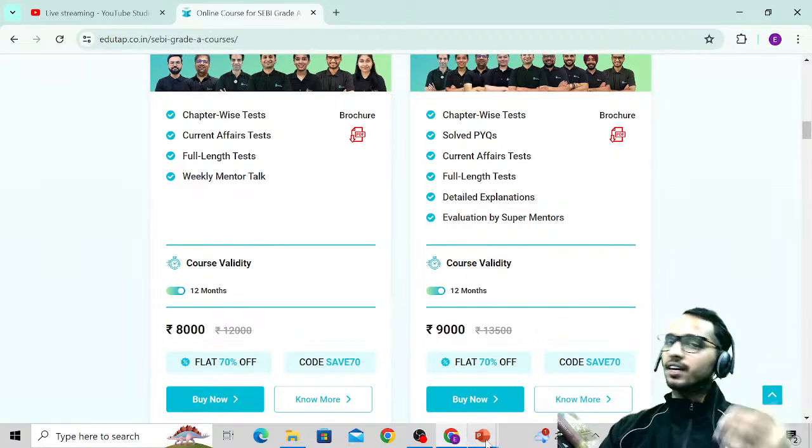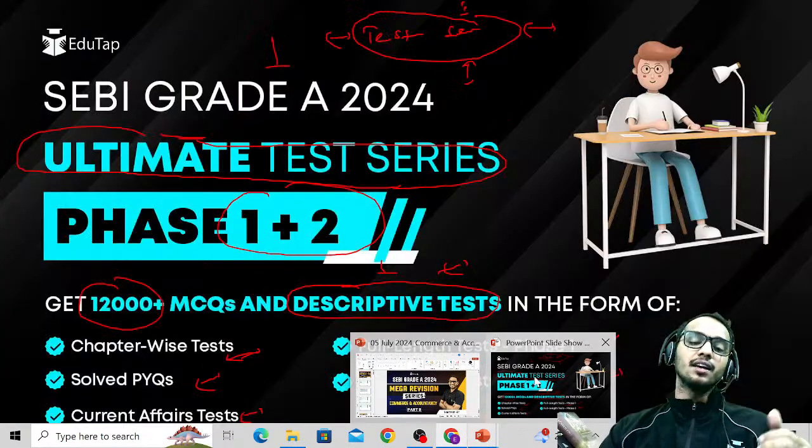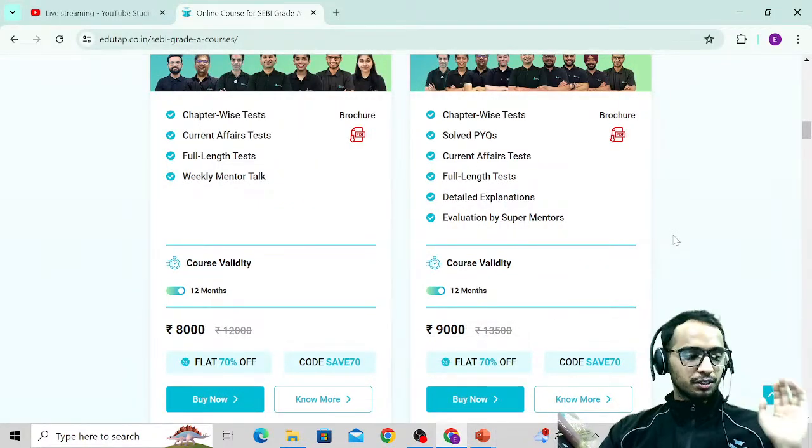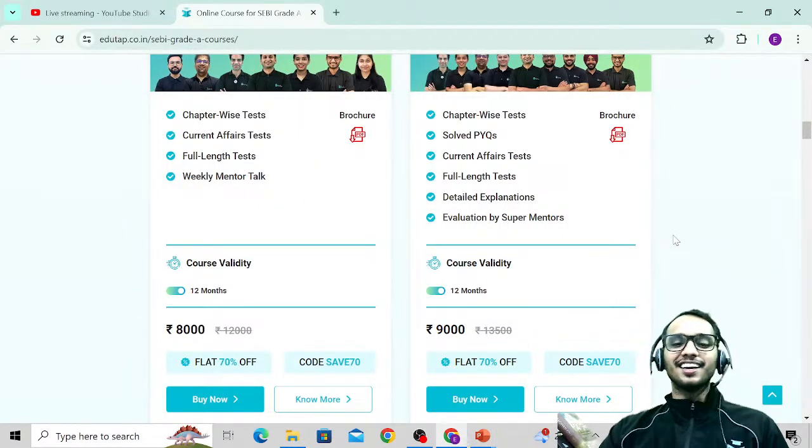And in commerce and accounts, and in costing as well, you will find several numericals, so you need to do good practice of that as well. Okay, I have done the quant question as well.